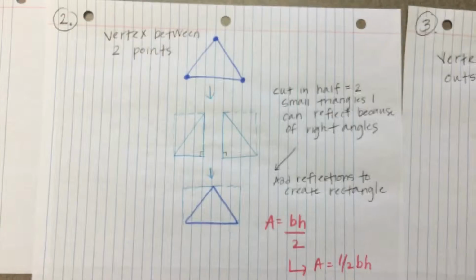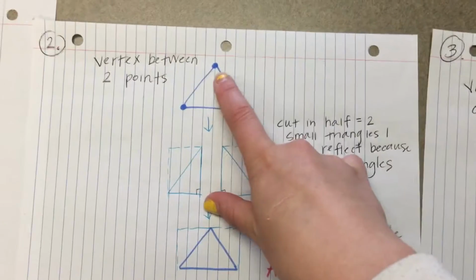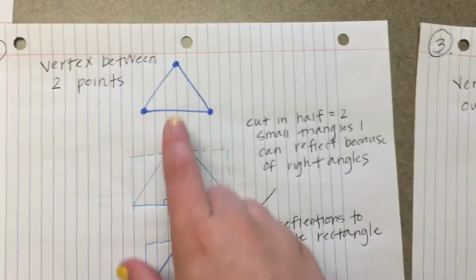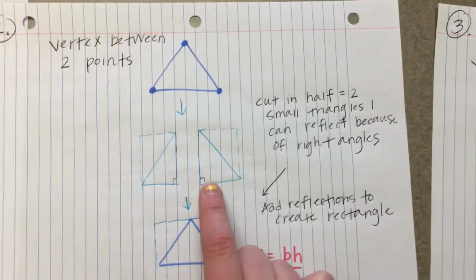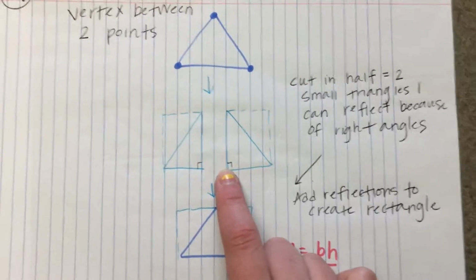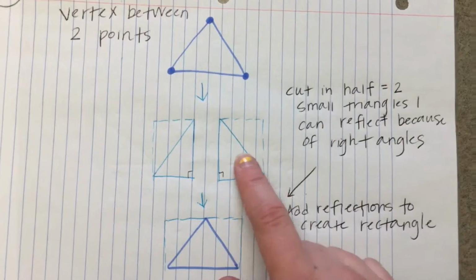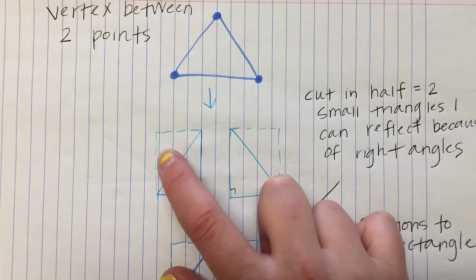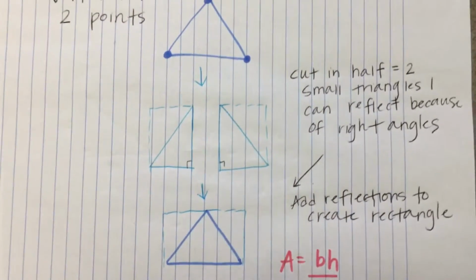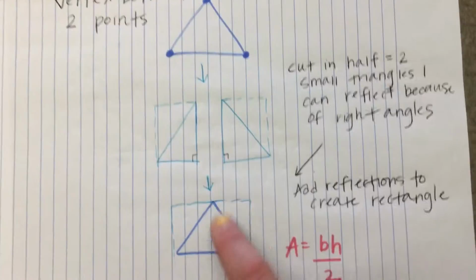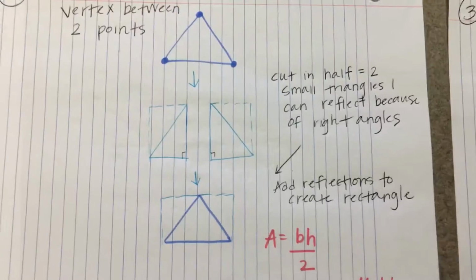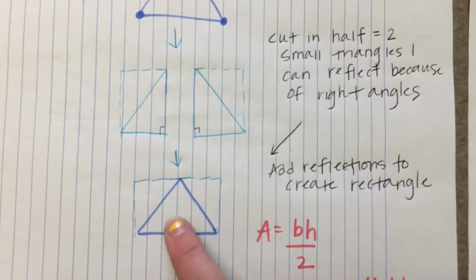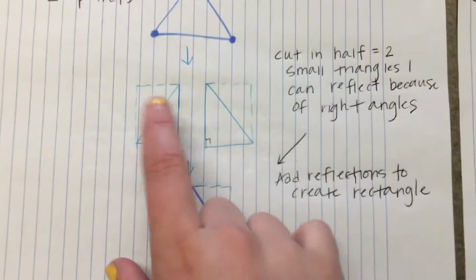My second triangle has the vertex between 2 points, like this. If I were to cut this triangle in half down the middle, I would have 2 small triangles like this with right angles, which we just looked at, so I know that I can add the reflection to create a rectangle. These 2 small triangles are reflections of each other, and I can simply add one on top of the main triangle because I know that it's double the mini triangles that I cut in half.